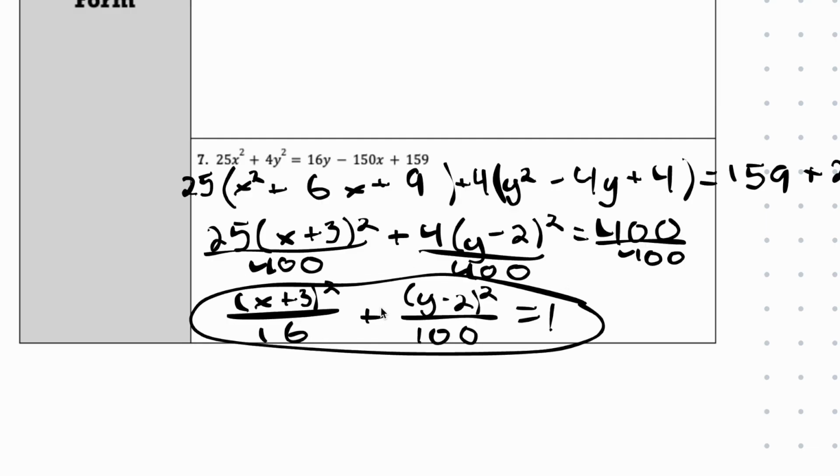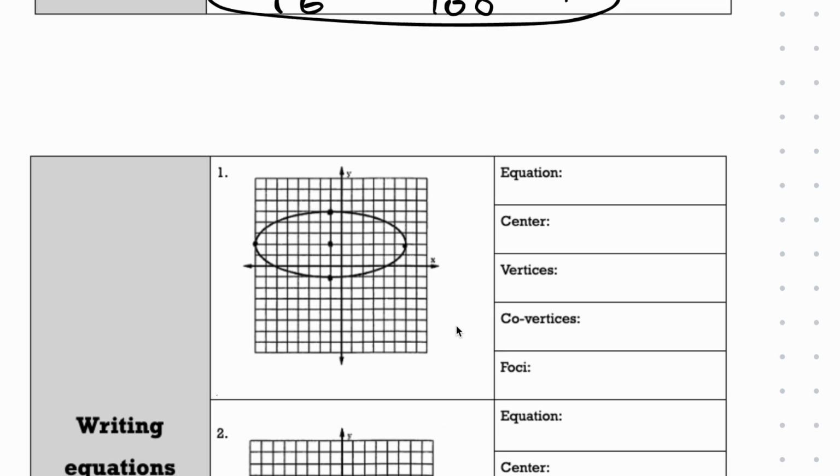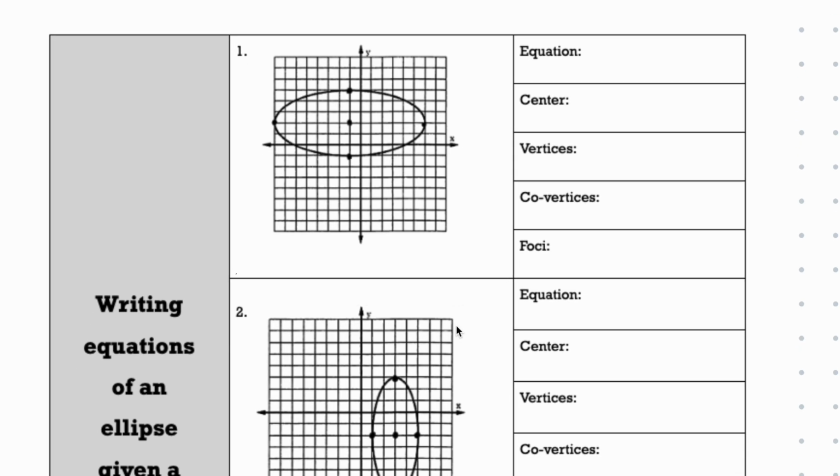And here, it might be helpful to just think about it geographically, or graphically, not geographically, sorry, wrong class. Since we have a larger number under this y portion of our equation, this is going to be vertically stretched, so it's going to be vertically longer than it is horizontally. So now we're going to sort of do the reverse. We're given the graph and we need to find the equation.